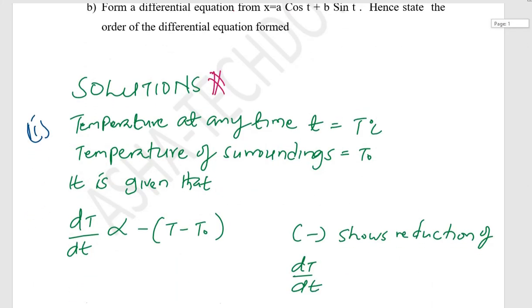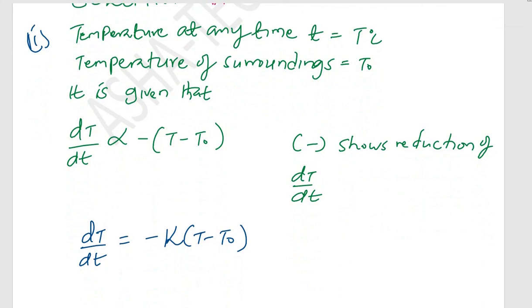To solve Roman 1, we are given that the temperature at any time t is T degrees centigrade, and we are going to let the temperature of the surroundings equal T naught. The temperature of the surroundings is a constant according to what is given, and the temperature T is a variable. So we have to note those two important things.